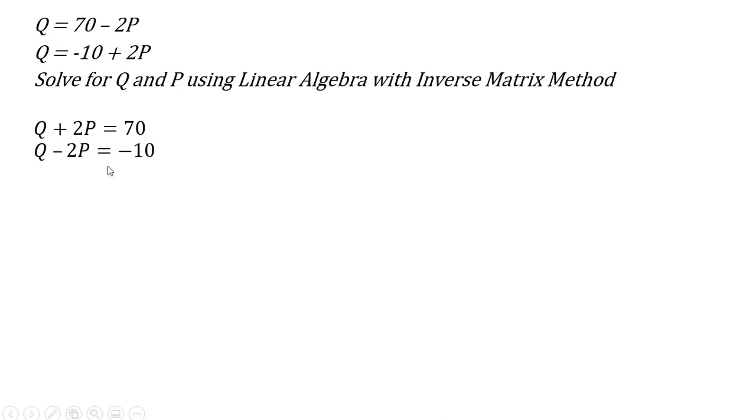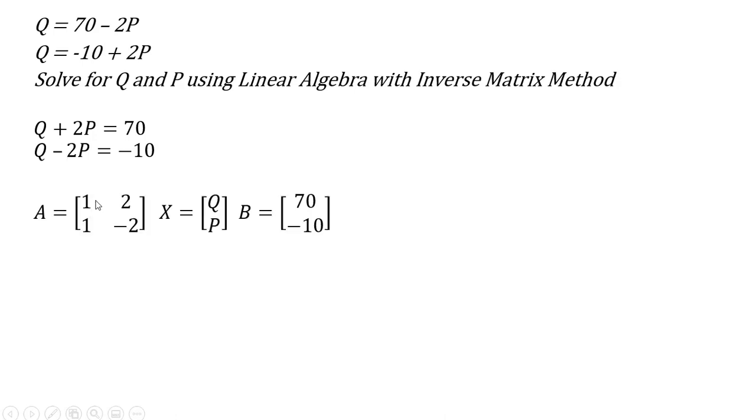So first thing we're going to do is get the constants to one side of the equation and the variables and coefficients on the other side. And then we can write this in matrix equation form. Matrix A will be the coefficients on the variables. So we have a 1 on the q and a 2 on the p term. And then in the bottom row we have another 1 on the q, but this time a minus 2 on the p term. And then our X matrix will just represent the unknown variables, and our B matrix will consist of a column vector of the constants.